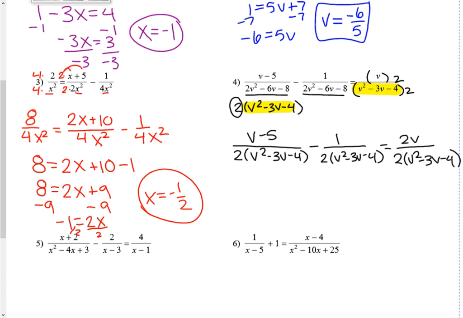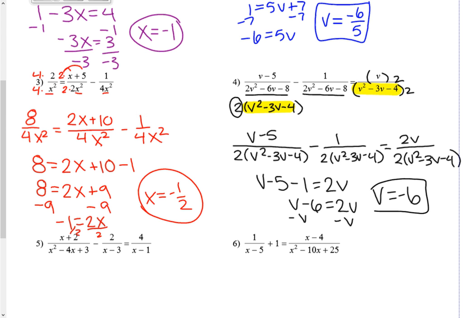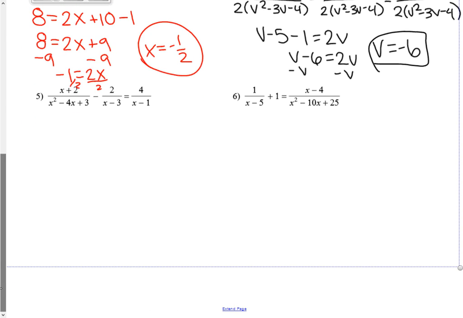Our denominators are the same, so we'll just use our numerators now. I have v minus 5 minus 1 equals 2v. So v minus 6 equals 2v. Subtract v, and v equals negative 6. Make sure you plug negative 6 into the denominator. When I plug negative 6, I don't get 0. So negative 6 is a solution. Remember, if the denominator was equal to 0, then the negative 6 could not be a solution.